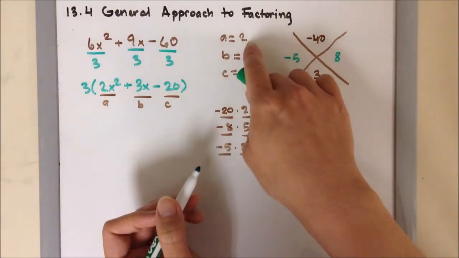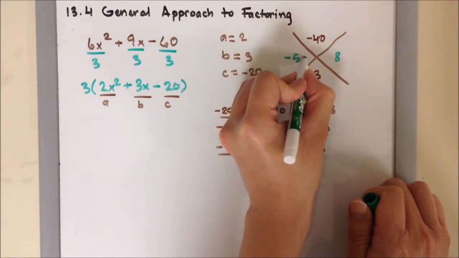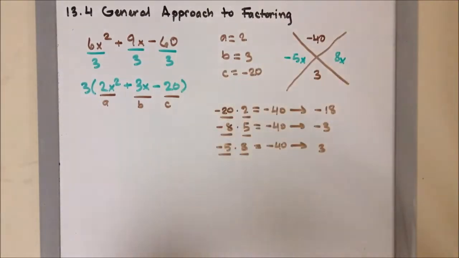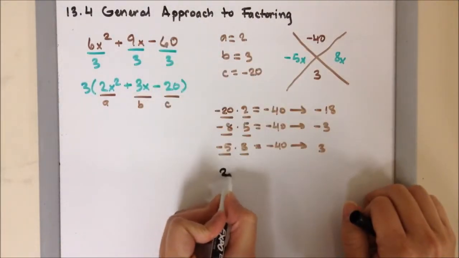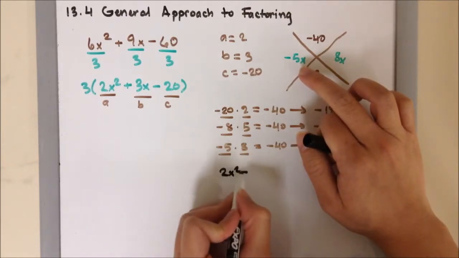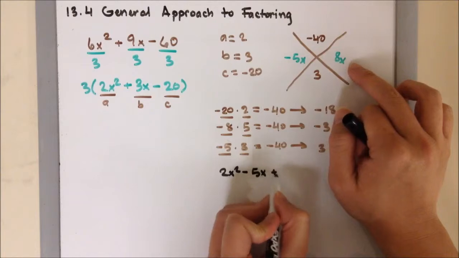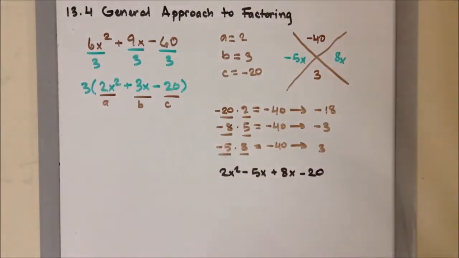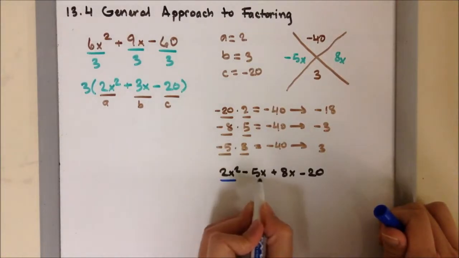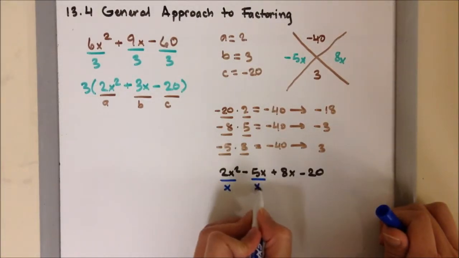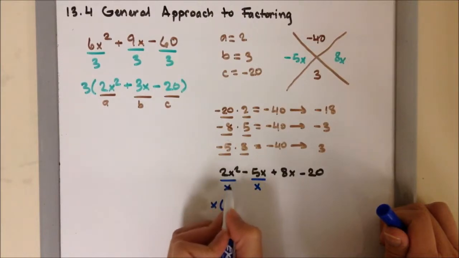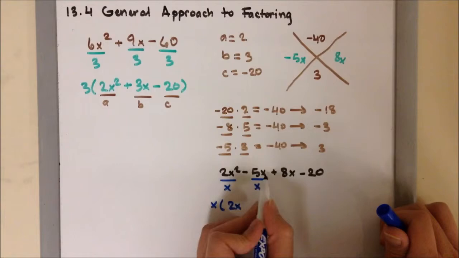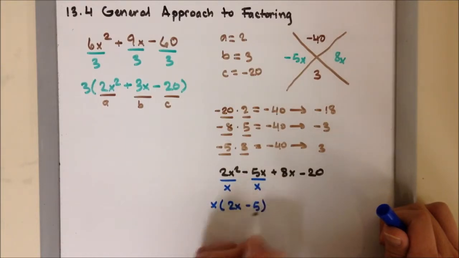Now since my A value is not positive 1, let me incorporate the variable x here and x here. So what I'm going to do is set up for factoring by grouping. The first one, 2x squared, and then negative 5x, and then plus 8x, and then the last term minus 20. So we're going to factor by grouping. For the first half, I'm going to divide by a common factor of x. So x will be on the outside. 2x squared divided by x is just 2x, and negative 5x divided by x will be minus 5. Close parenthesis.